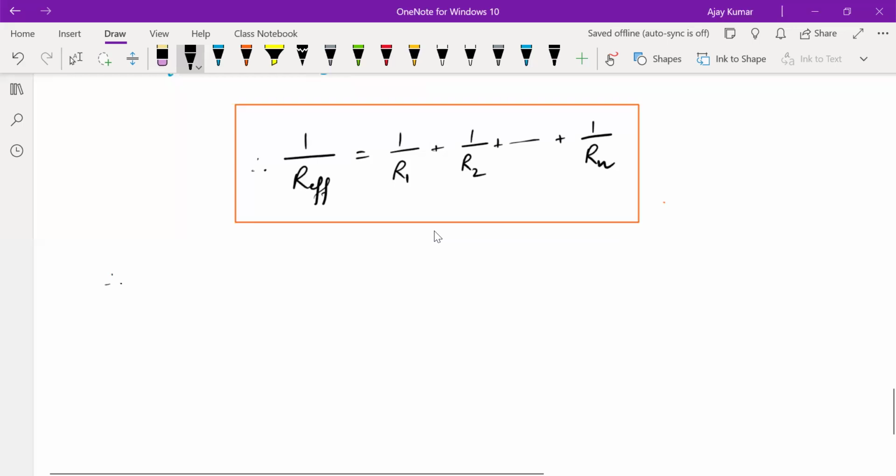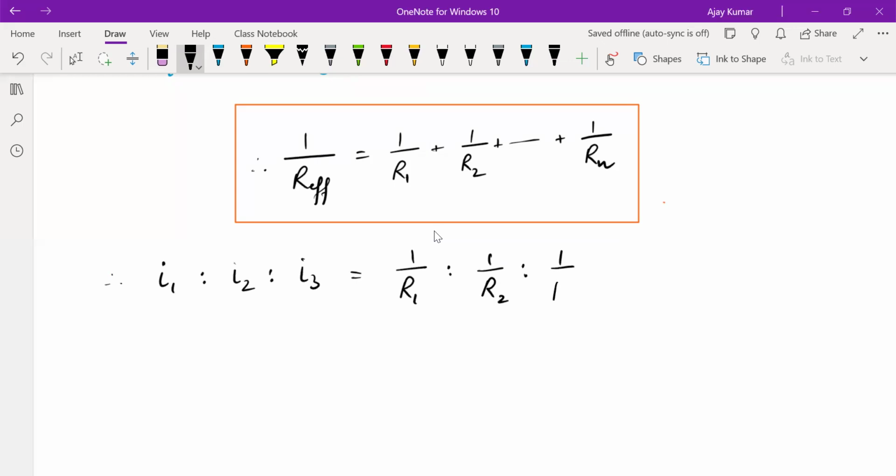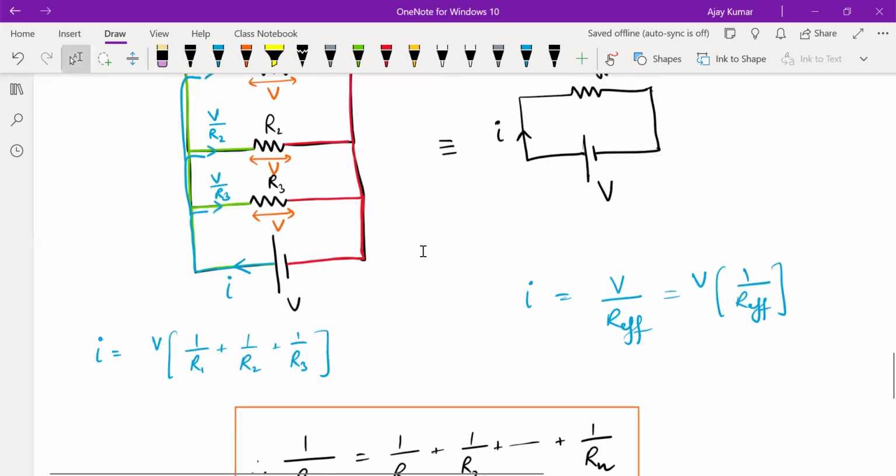Therefore, I1 is to I2 is to I3 and so on will be 1 by R1 is to 1 by R2 is to 1 by R3 and so on. Voltages or potential differences will be the same across all the resistors, correct. And it doesn't matter if there are any junctions also. Potentials will anyway be common.